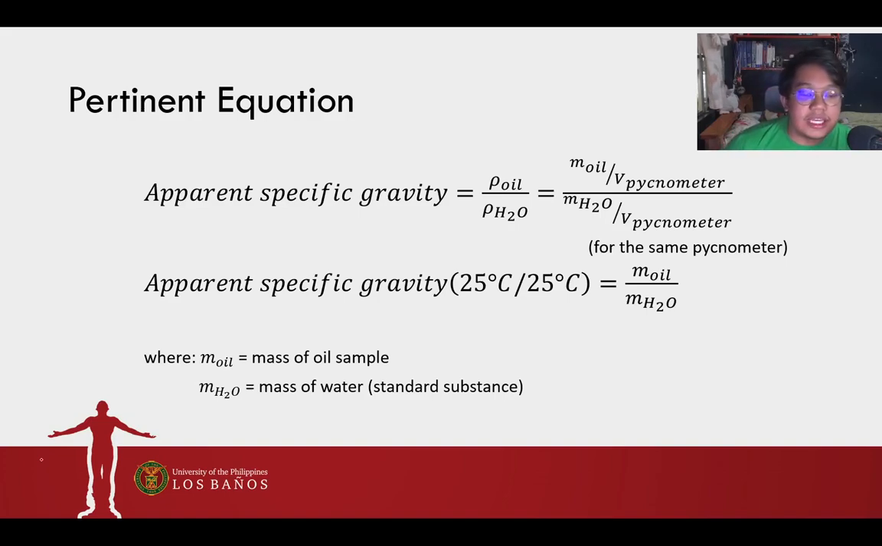So, what is the pertinent equation that will be used? First, the apparent specific gravity. Actually, kukunin lang yung ratio ng density. So, ang kinukuha natin ay ratio ng density, no? Ng ating substance and ng ating standard substance, which is your water. And since during the pycnometer method, we use the same pycnometer.